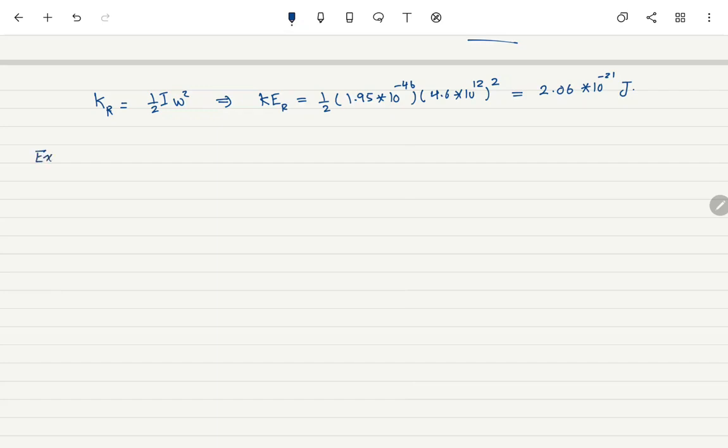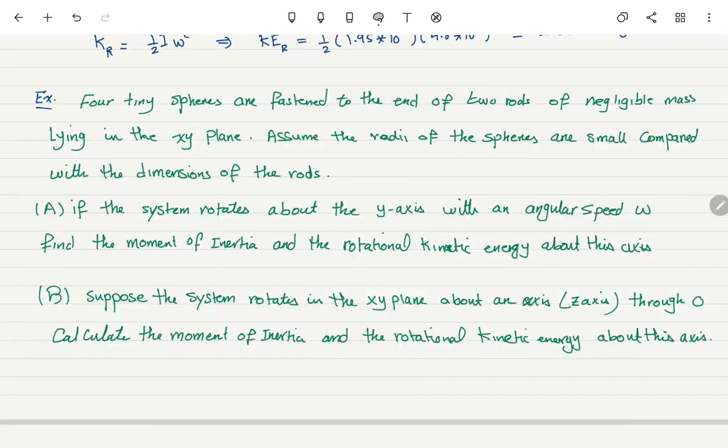Example: 4 tiny spheres are fastened to the ends of 2 rods of negligible mass lying in the xy plane. Assume the radii of the spheres are small compared with the dimensions of the rod. Now, if the system rotates about the y-axis with an angular speed omega, find the moment of inertia and rotational kinetic energy about this axis. And for the other part, suppose the system rotates in the xy plane about the z-axis through the origin. Calculate the moment of inertia and rotational kinetic energy about this axis.